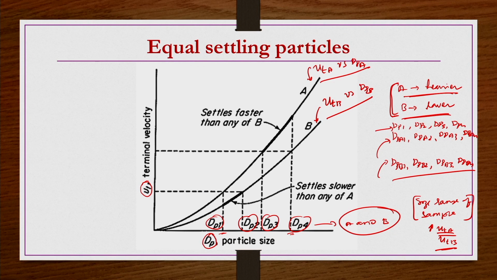Why is the A curve above the B curve? Because A particles are heavier, so their settling velocity is obviously going to be larger than the settling velocity of the lighter particles. That is the reason. And you can see the gap is increasing gradually.